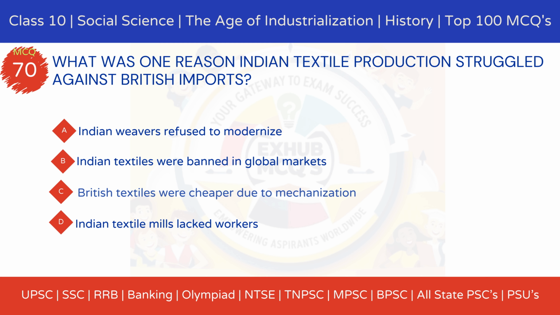Option A. Indian weavers refused to modernize. Option B. Indian textiles were banned in global markets. Option C. British textiles were cheaper due to mechanization. Option D. Indian textile mills lacked workers.